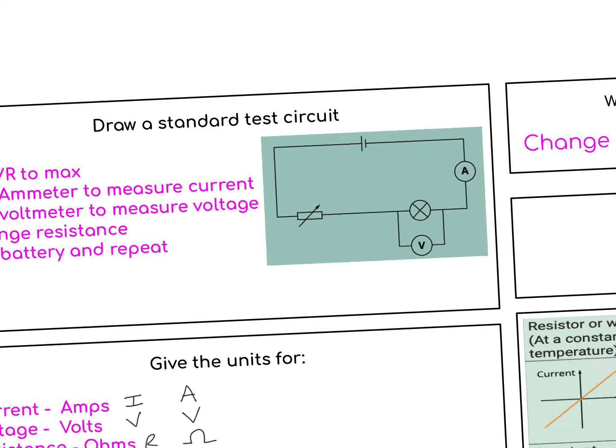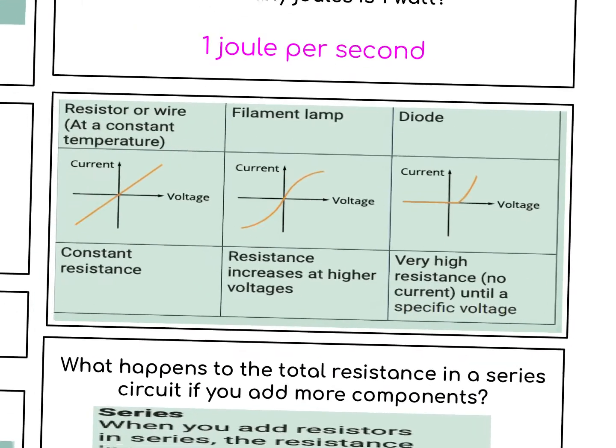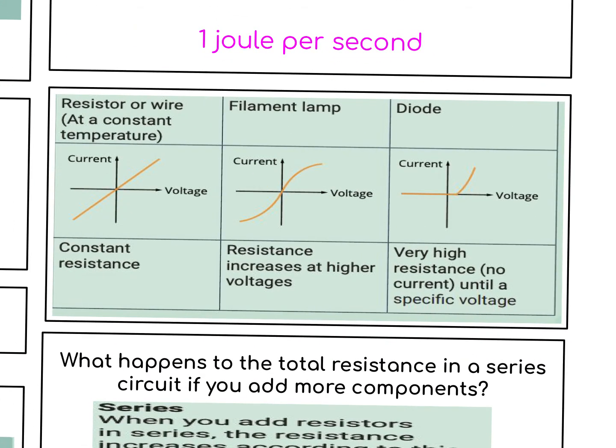So you need to be able to set up the standard test circuit depending on what they're asking you to test. And that flips with what you do here, because you have to know the three types of graph. So you have to know the resistor graph, the filament lamp, that kind of looks like an F, and then the diode. You have to know the three in terms of being able to label the graphs and explain them.